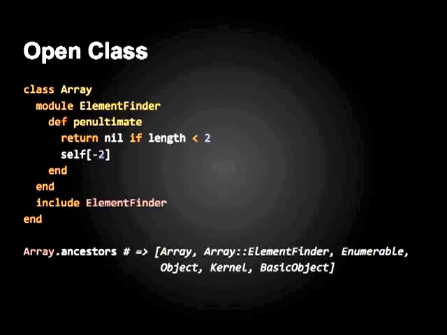But as soon as we close this module, we include ElementFinder. And if you don't know, if you include a module in your class, it takes all of the instance methods of the module and makes them instance methods of the class where you include that module. So what we've done here is basically taken this penultimate method from the ElementFinder module and tacked it on to the Array class. An advantage of doing this, if you're debugging, is that when you call Array.ancestors now, it lists all of the things that it inherits from, and you can see that Array::ElementFinder is now in this inheritance chain.